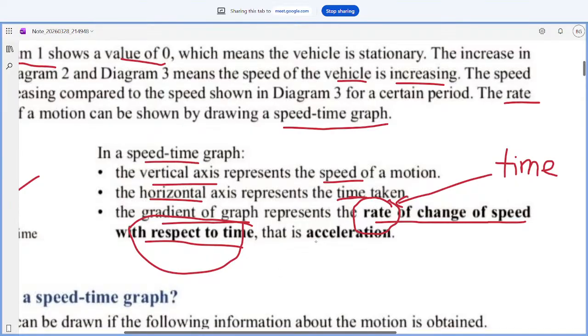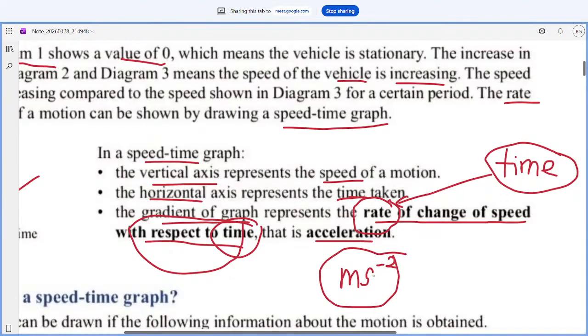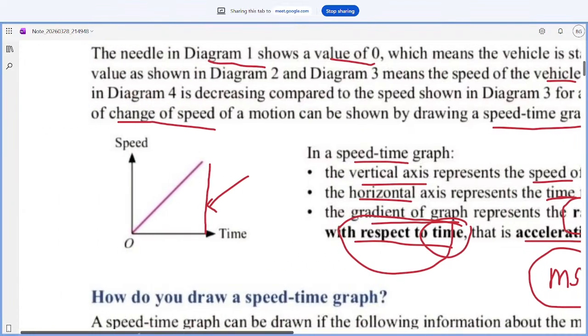But since we are talking about acceleration, we need per second, right? So that's why kita ulang masa 2 kali. Time and also time. Per second. So acceleration is ms negative 2. Make sense? Logic kan? Maksudnya bahagi masa, 2 time. Rate and also time. Understand guys? So this is the unit for acceleration: ms negative 2, or kms negative 2, or cms negative 2, depending on the unit. Bergantung kepada unit.